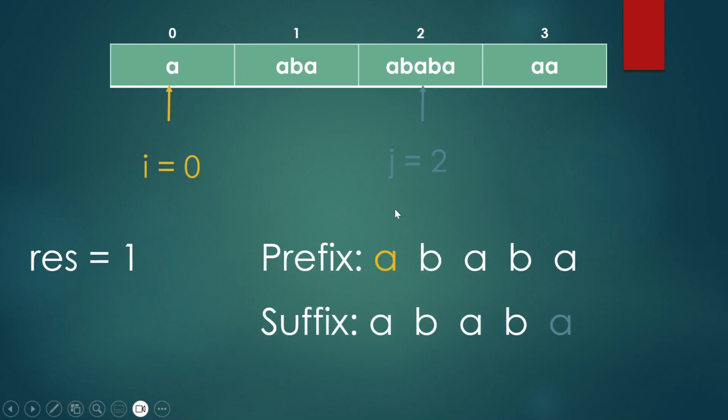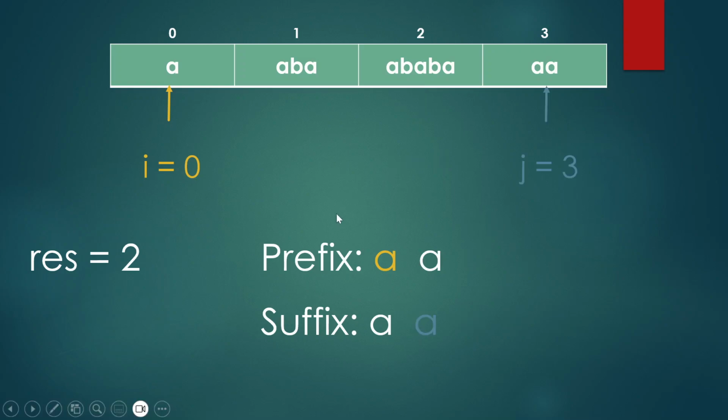Again, here we have to check for prefix and suffix. You can see that A is a prefix and suffix also in this string. So we have to increment our result here. And similarly, now we have to increase our j value to 3. And we have to check for prefix and suffix. A is the prefix in this word, and suffix in this word. So we have to increase our result, which becomes 3. So now we can see that we don't have a next j value.